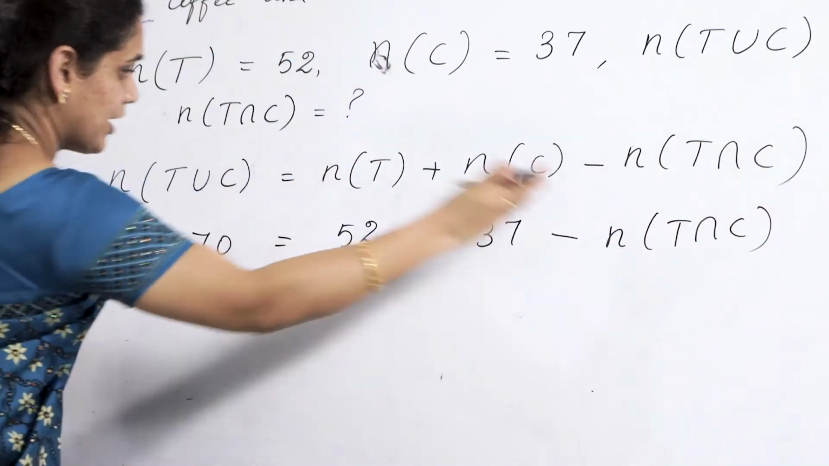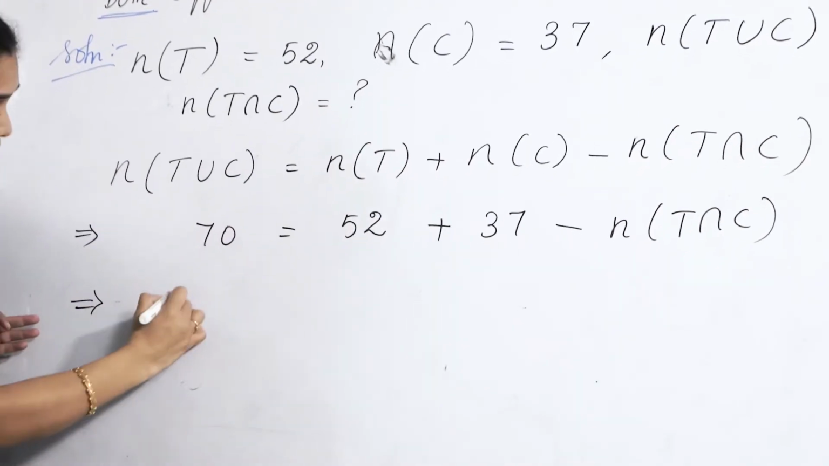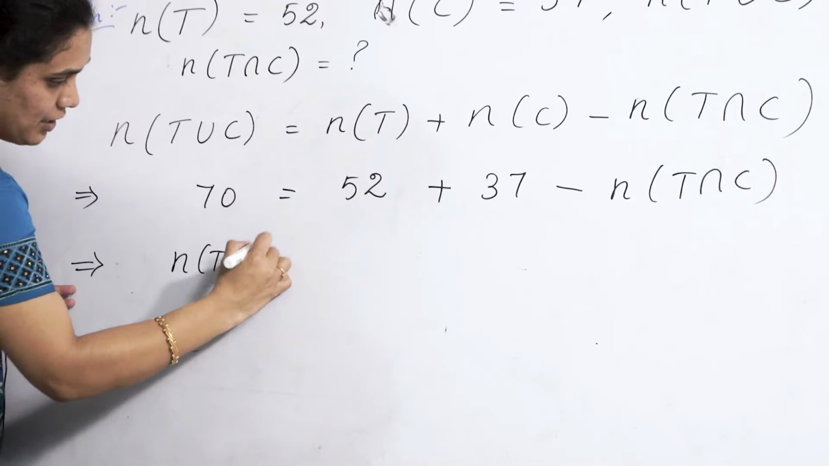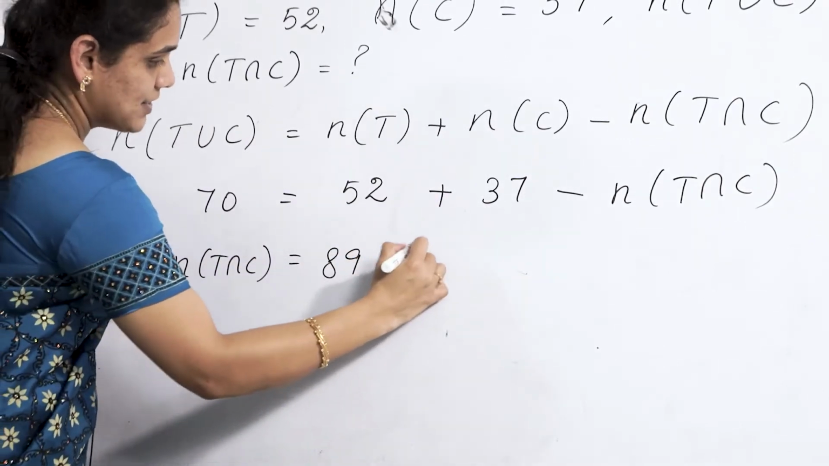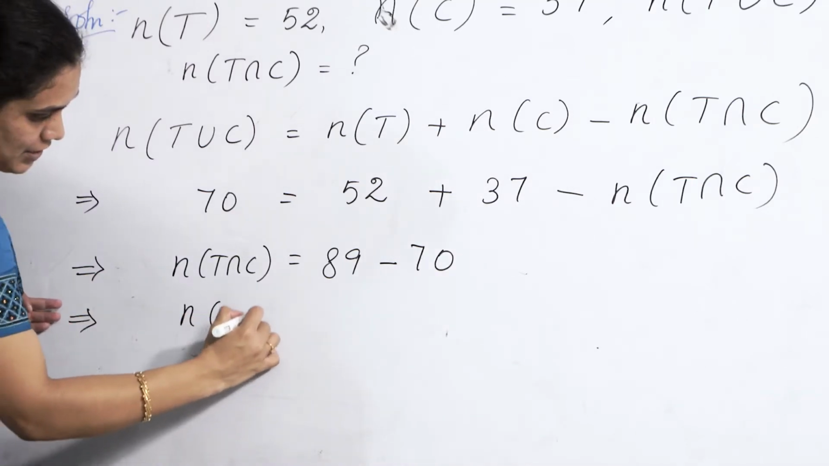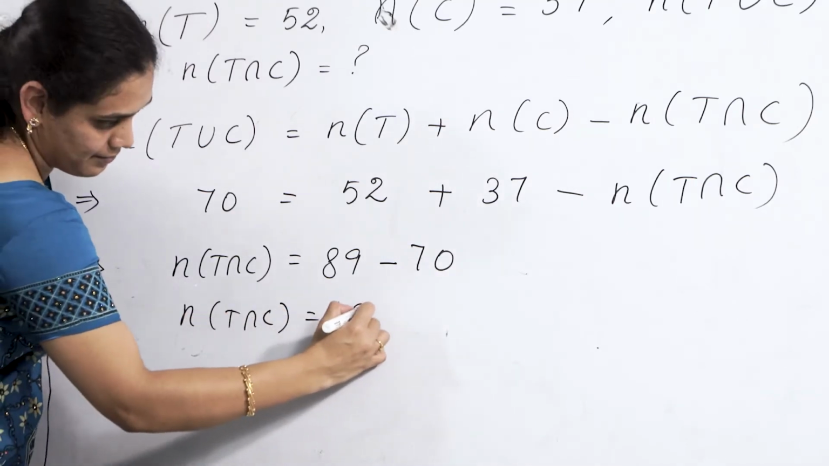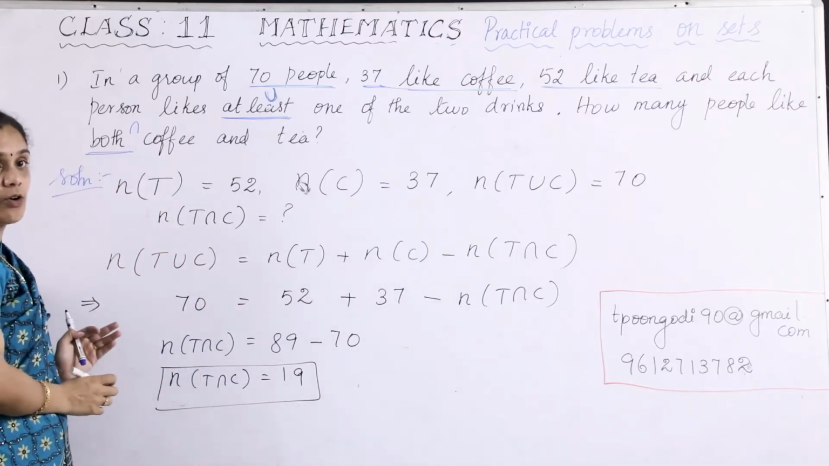So I'll bring this n of t intersection c this side and take this 70 other side. So we get n of t intersection c will be, if you add these two, you will get 89 minus 70. So n of t intersection c will be 19. So 19 of them like both tea and coffee.